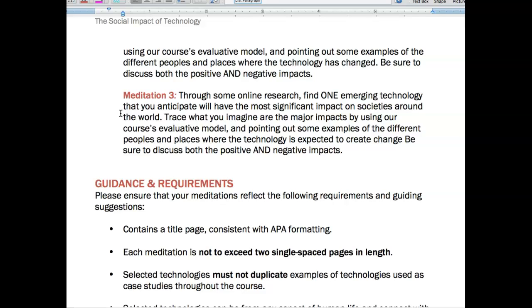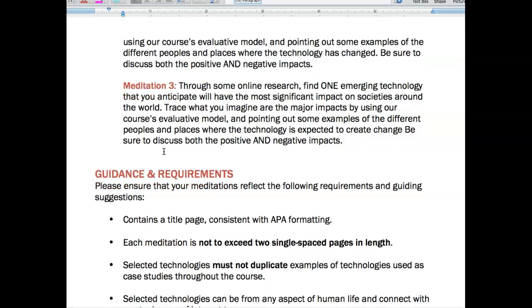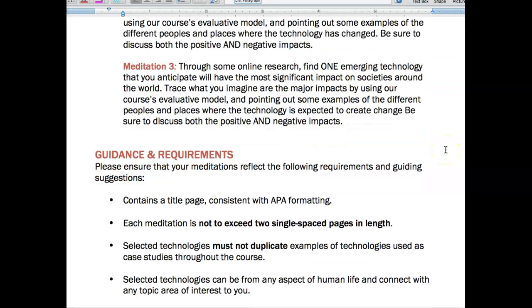So here you do have to use your imagination, or at least take some of the projections and anticipations of writers and professionals in the field that you are analyzing in your meditation. And you're going to be using their projections or your imagination to point out the different peoples and places where this technology has changed. And again, you are going to be ensuring that you're discussing both the positive and negative impacts. So 3 short pieces of writing. Hopefully they'll be a bit fun and insightful.